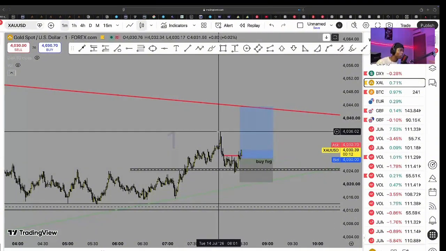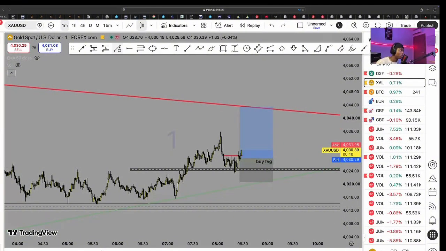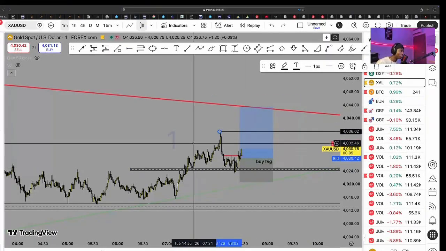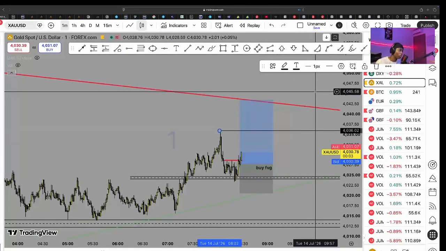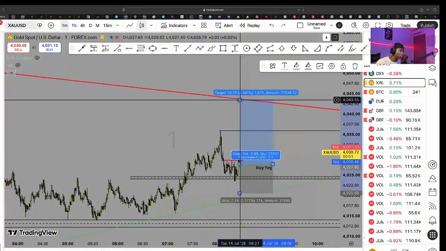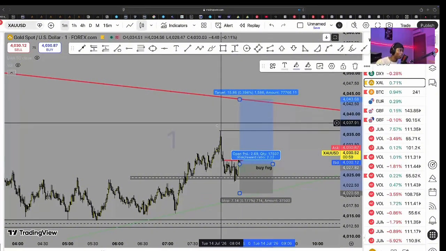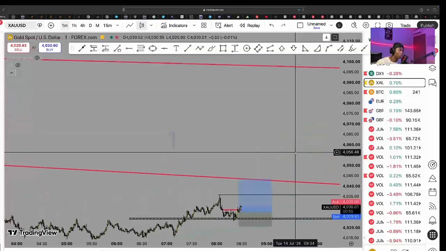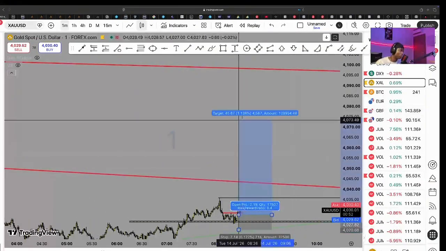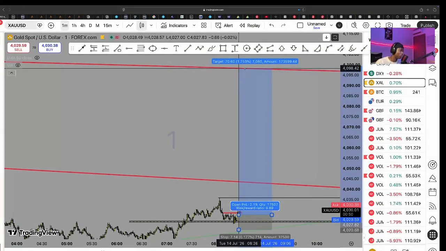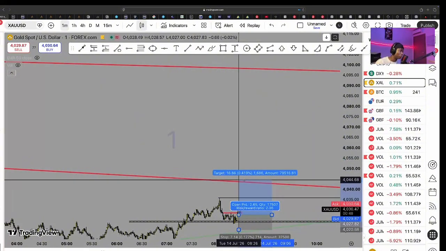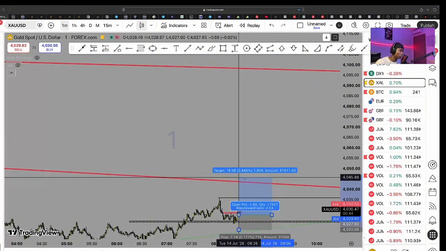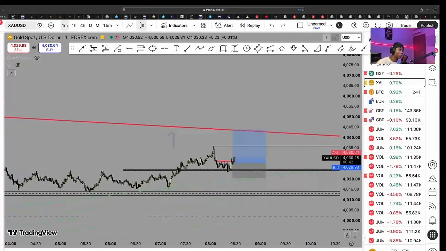So basically, this point might be my first level target. Yep. The second level target. So if the CPI news is really stronger, we might be heading to this level. But let's just aim for this for now, guys.